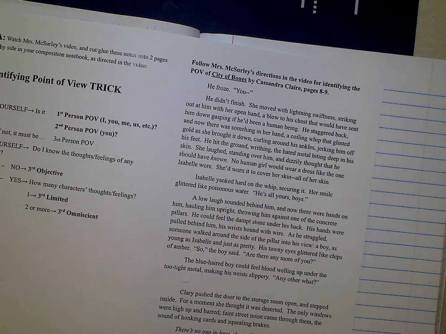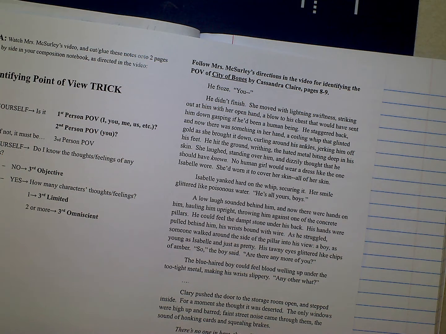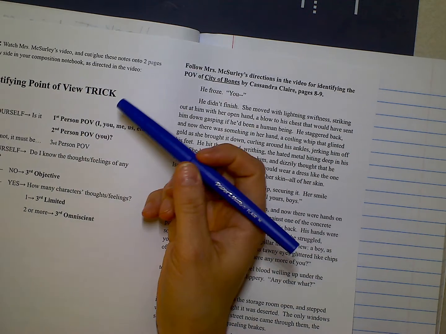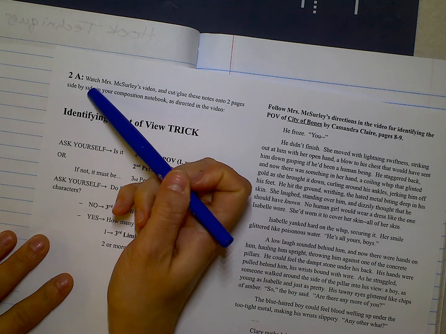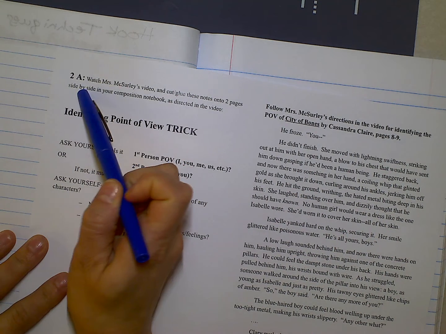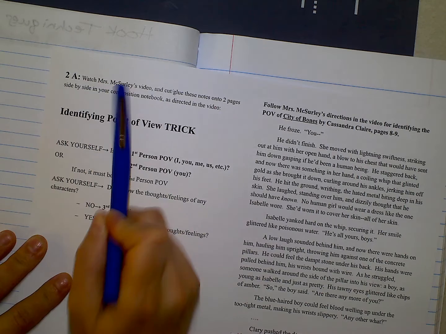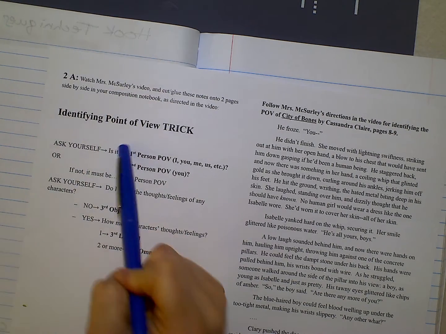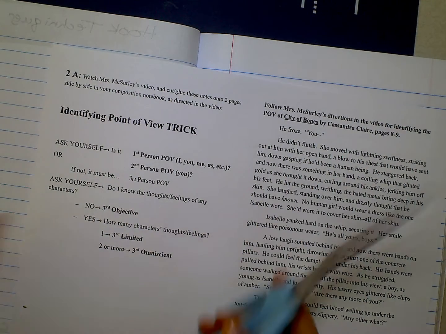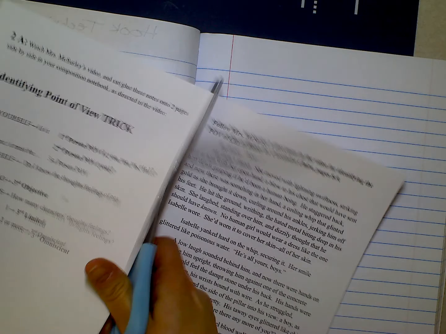McSurley. So today I'm going to talk to you about a trick I have created to help you identify point of view. So to do this, you need handout 2A, and you are watching my video now, so that's good. We're going to go ahead and cut this into two because we're going to glue this in your notebook. So go ahead and follow me here.